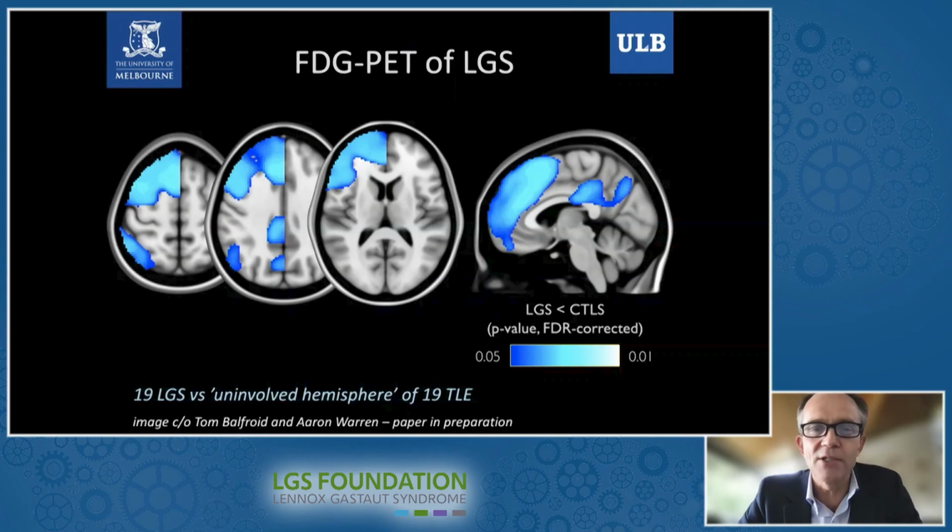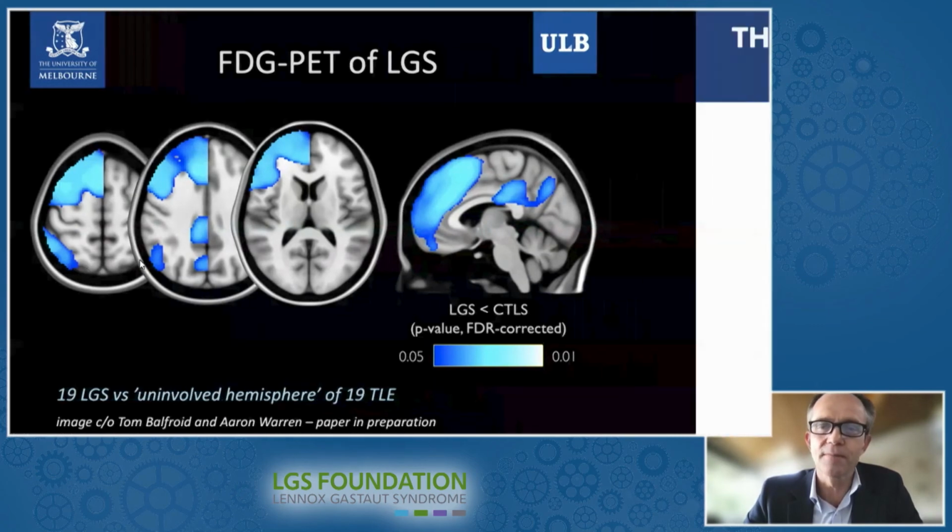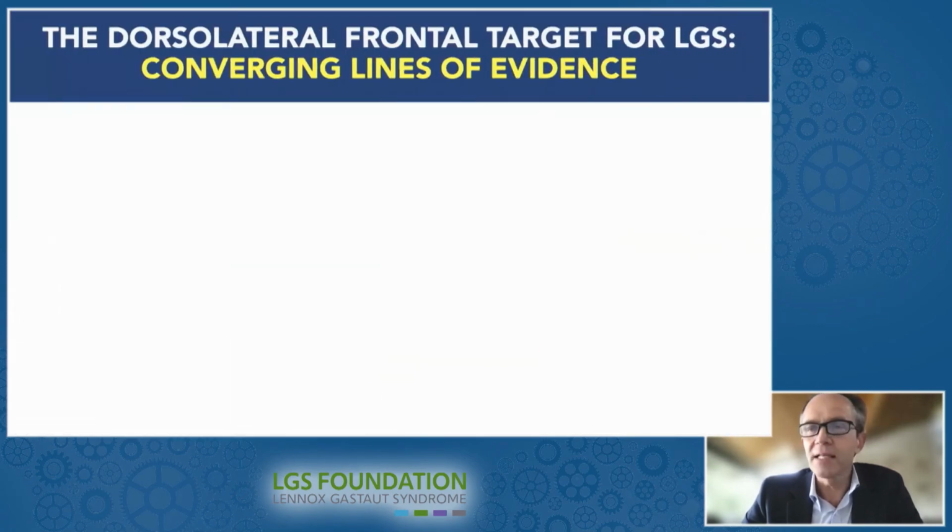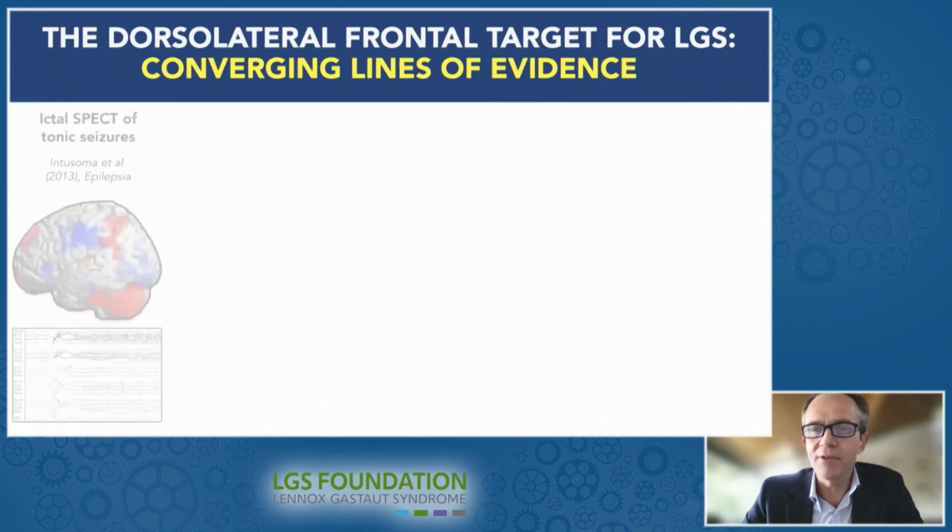or maybe even an attempt of the brain to suppress epilepsy in those regions. And in short, in this PET study of LGS, we show the same regions of increased, of abnormal activity in the frontal and parietal regions. So we're now starting to get a sense of converging evidence here.